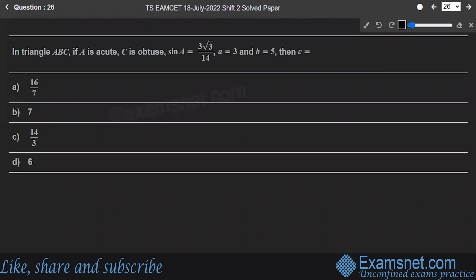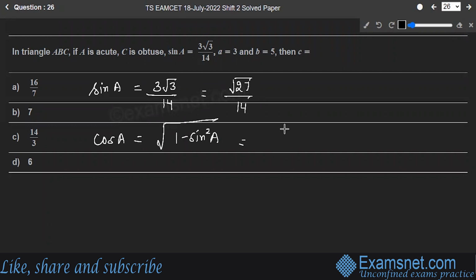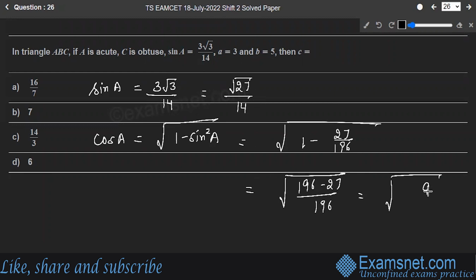Question number 26. In a triangle ABC, if A is acute, C is obtuse, sine A is given by this, a and b values are given, you just have to find out the value of c. Pretty easy question. We are given many of the things. So let's go. You are given sine A is this, which can be written as root of 27 upon 14. You know, cos A is equal to root of 1 minus sine square A, which is equal to root of 1 minus (root 27 upon 14) square. So that is equal to 196 minus this. So you will have 961... 196, which will be 13 by 14.